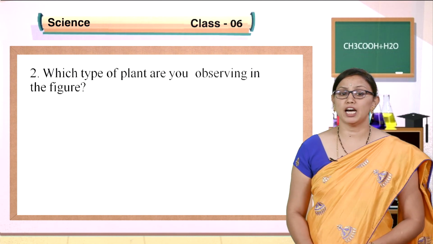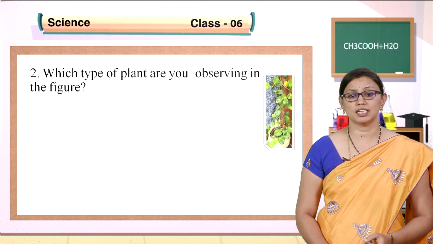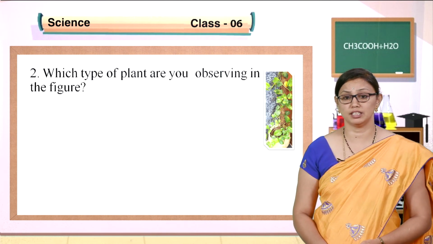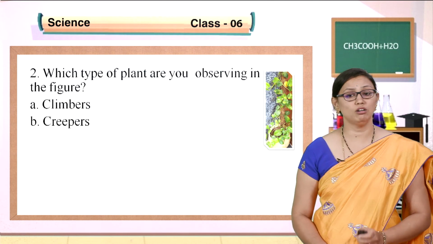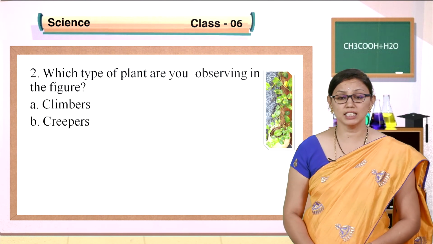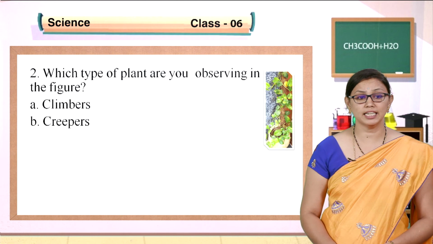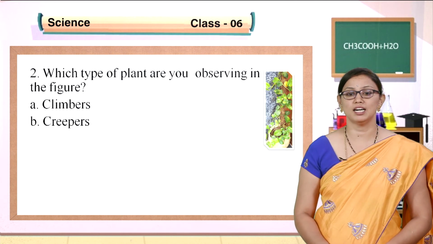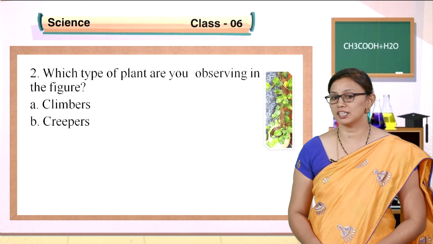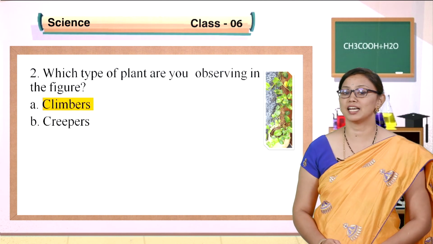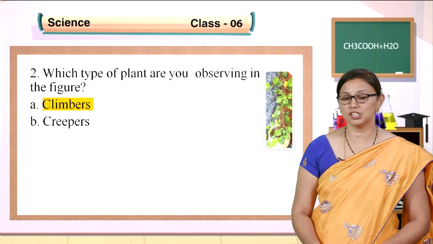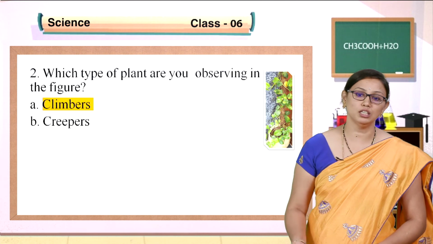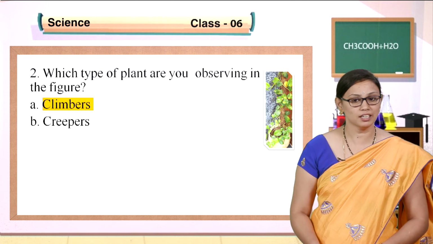Which type of plant are you observing in this picture, children? Keenly observe and just guess: climbers or creepers? In the previous class we discussed in detail about climbers and creepers. In this picture, which type are you observing? Yes children, your guess is correct, it is a climber. So, what are climbers, children? It takes the support of an object for growth because of its weak stem.